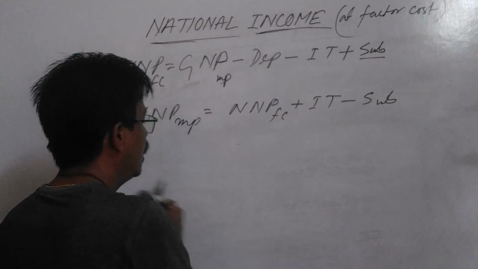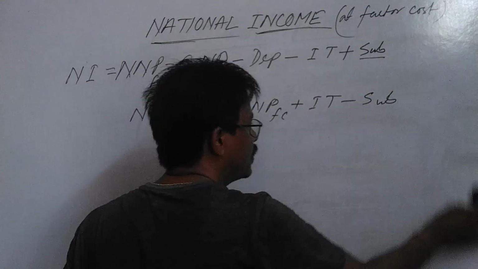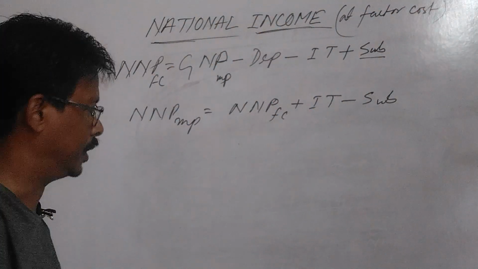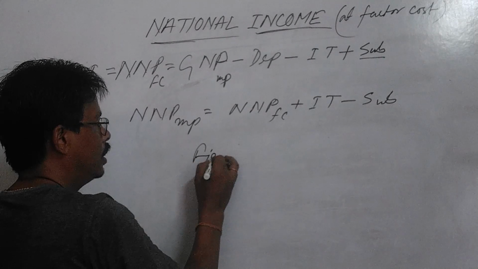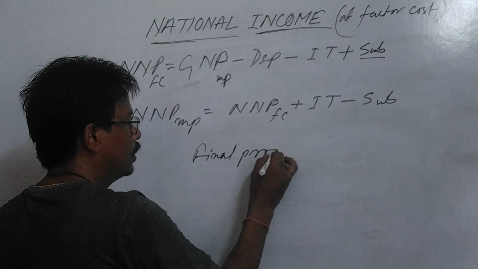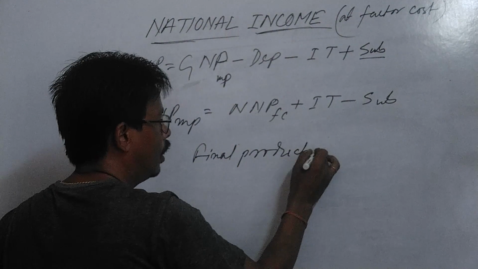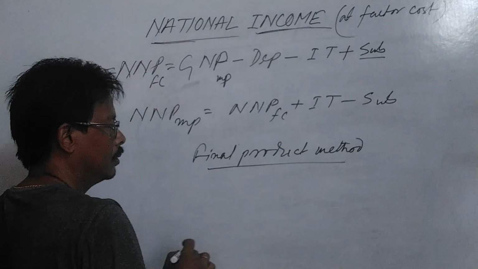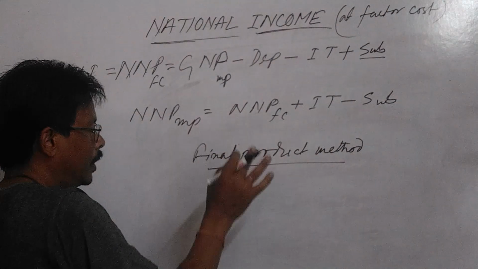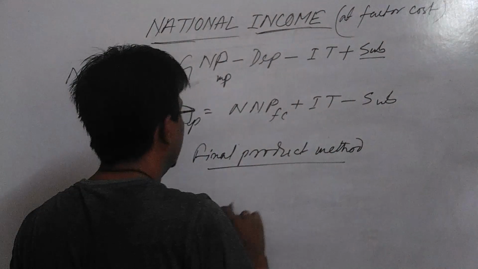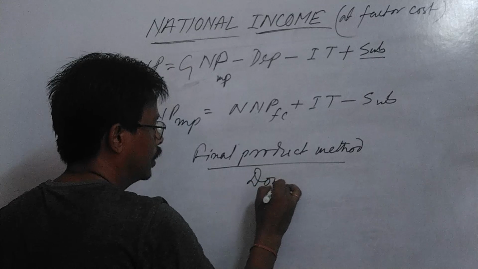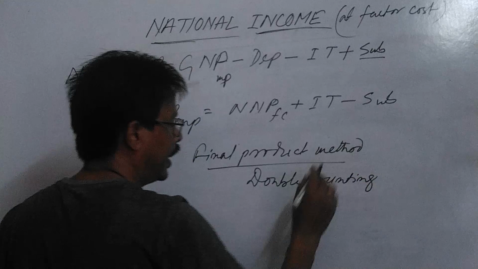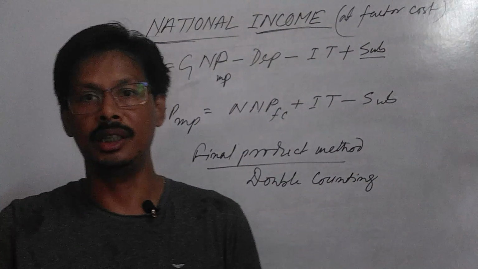But in calculating national income, we always face the problem of double counting when we go through the final product method. When we go through the final product method of calculating national income, there is a problem that is called double counting. An account is counted in a doubling way.